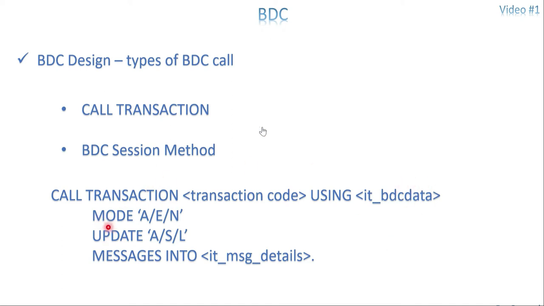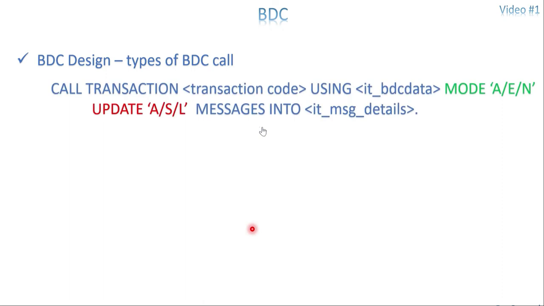And there are two options. We have MODE A/E/N, UPDATE A/S/L, and MESSAGES INTO an internal table. What happened for each record, I will explain on the next slide. What happened to each record is captured in this internal table, which has its own structure, BDCMSGCOLL. And this is the syntax for your call transaction, and then mode and update.